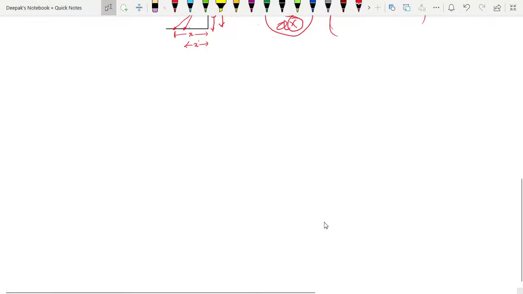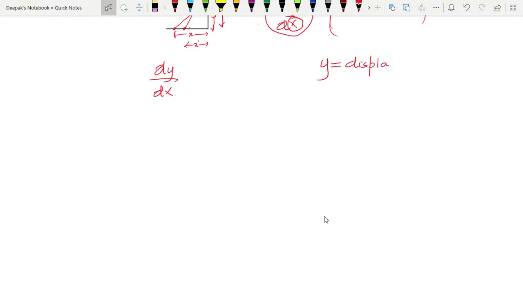Understand? So let me give you an example. So dy dx. Now I told you this y and x can be anything, right? So let us say y is displacement or position, and let us say x is time, right? x is time t, y is displacement s. Understand? Then in that case the formula will be ds dt, right?